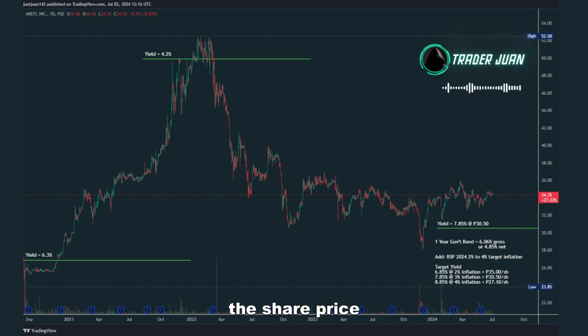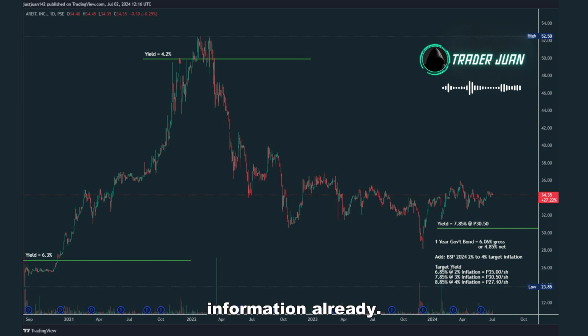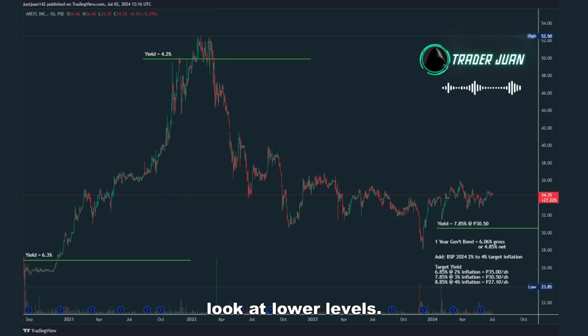Knowing that the share price could continue to move higher, or it could fall eventually. No, but at 4.2% forecasted yield, at that time you have that information already, you can ask yourself, would I still buy? Would I still accumulate? Would I still DCA? Or maybe perhaps stop na muna, stop buying and then look at lower levels. I hope the first method is clear to you.